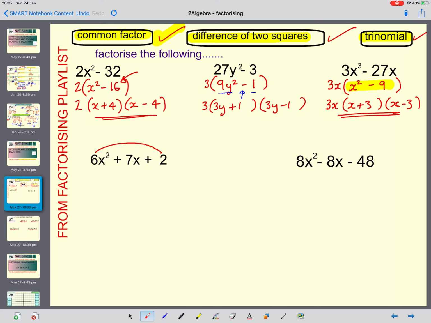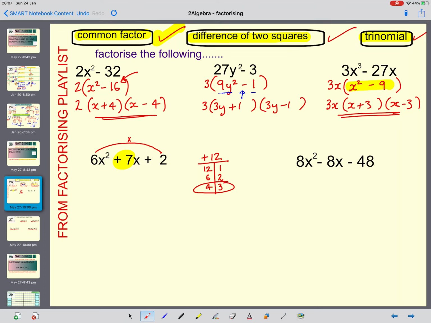I'm not going to show you the whys and the hows, just going to show you the strategy. So you're going to multiply the 6 and the 2 together to give you 12, a positive 12. And I want to find the factor pairs for 12. So I've got 12 and 1, 6 and 2, 4 and 3, and that's us. So out of those factor pairs, which one is going to give you this positive 7? So it must be my 3 and my 4.